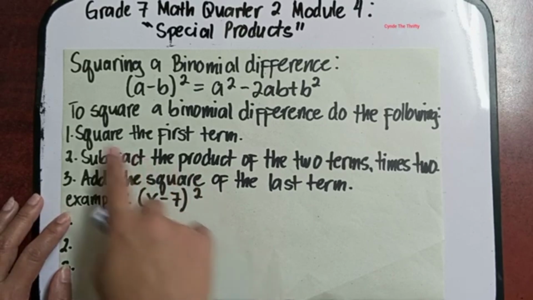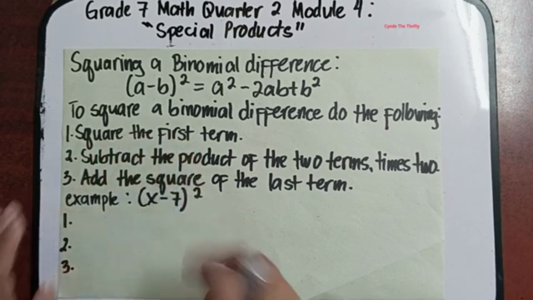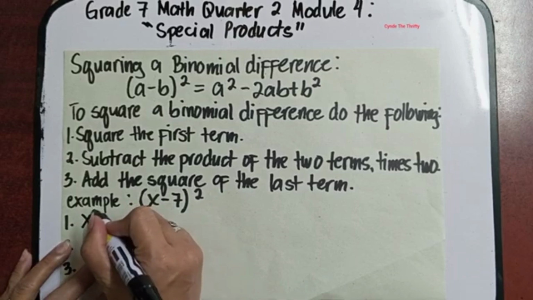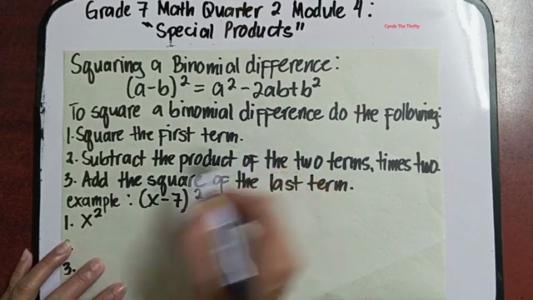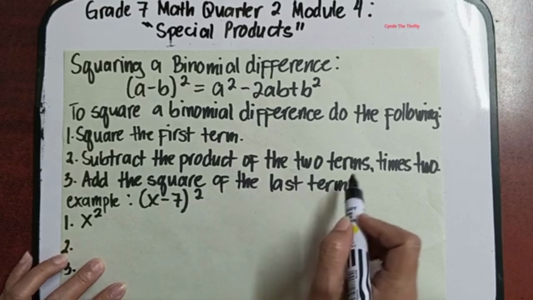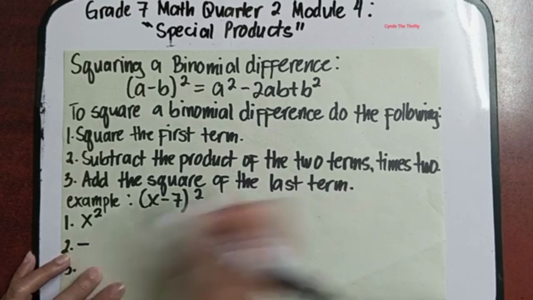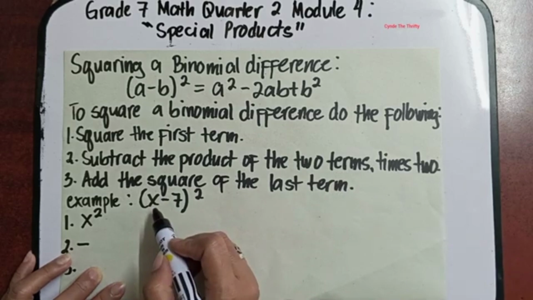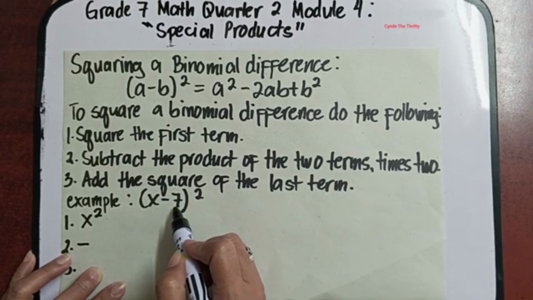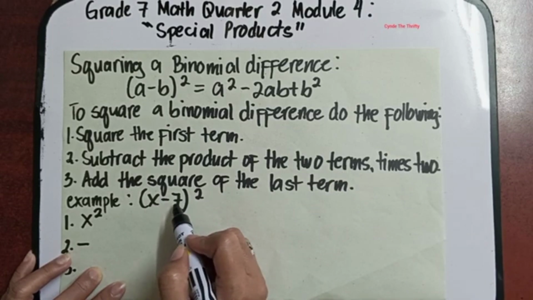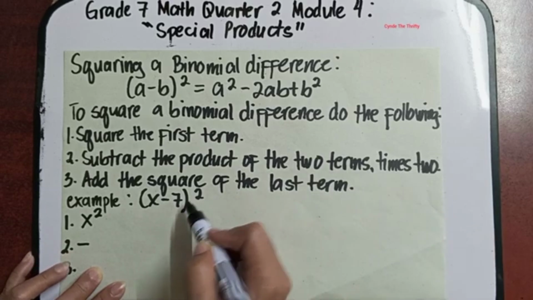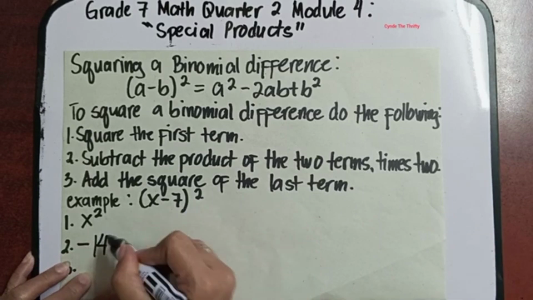So, ang gagawin first, square the first term. So, ang first term natin is x. So, ibig sabihin, i-square natin siya, x squared. And then next, subtract the product of the two terms. So, i-subtract minus ang product ng dalawang term times 2. So, ang dalawang term natin is x and 7. So, x times 7 is equal to 7x. Times 2, so 7 times 2 is equal to 14, and then kopyahin natin si x.